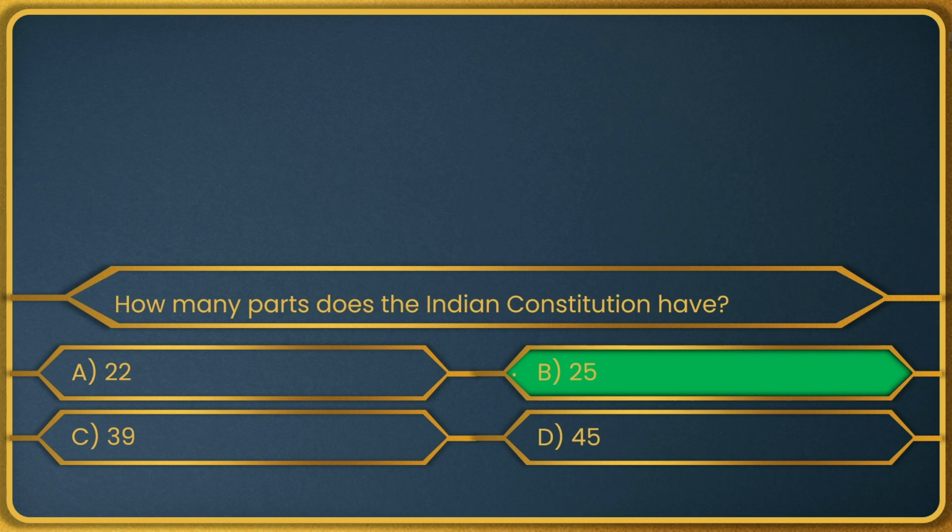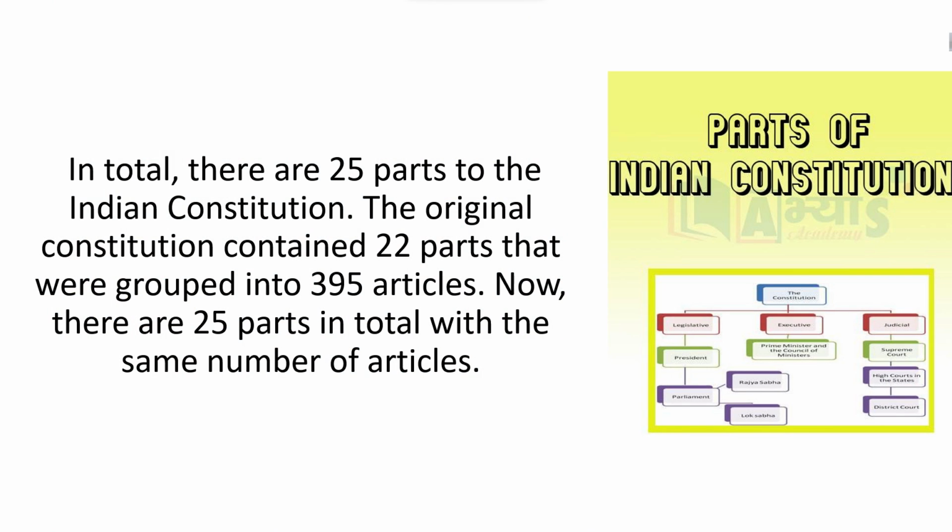Answer. Option B. 25. In total, there are 25 parts to the Indian Constitution. The original Constitution contained 22 parts that were grouped into 395 articles. Now, there are 25 parts in total with the same number of articles.